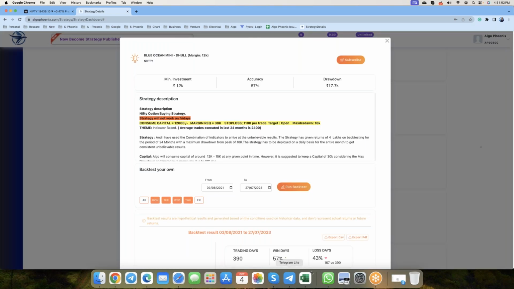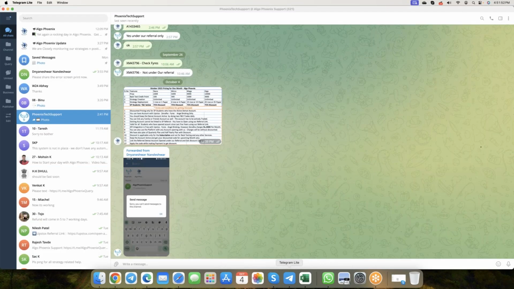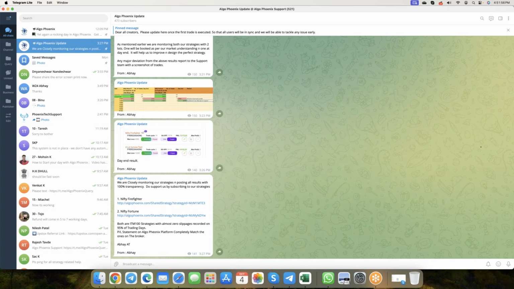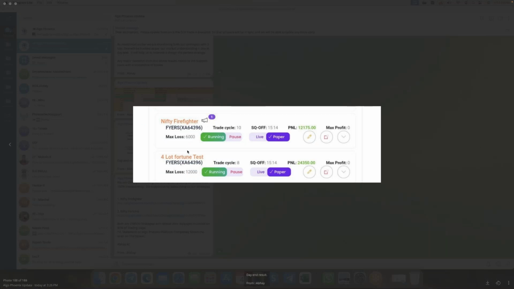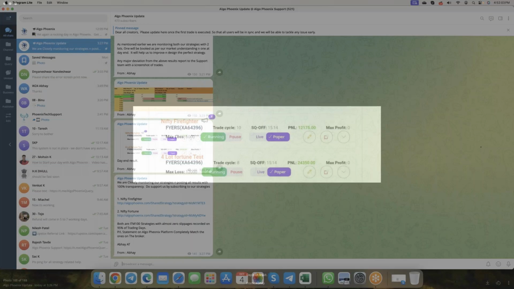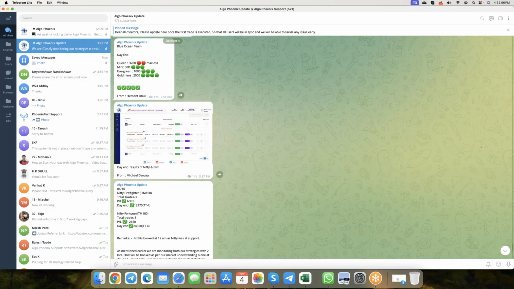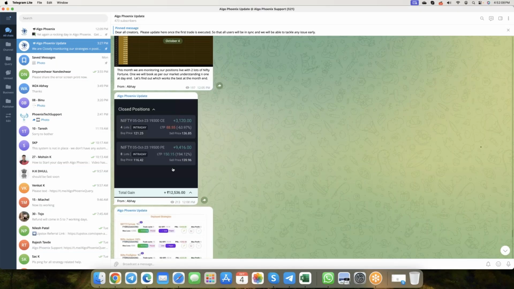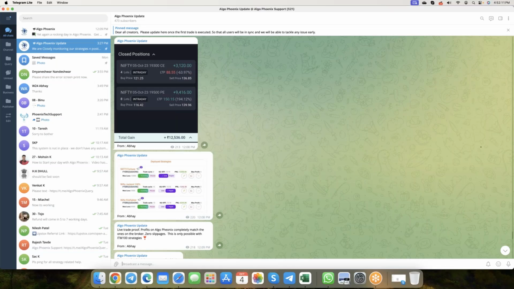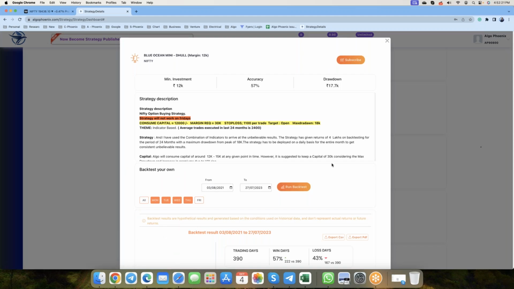If you go to the channel and the updates, masters keep updating their profits, whatever they make in a particular strategy. Nifty firefighter today has made a profit of 12,000, and they also deploy the same strategy in their respective account, and they show that there is no deviation between algo trading and live trading. You can monitor this also, and you can take a decision whether to subscribe to the strategy or not.